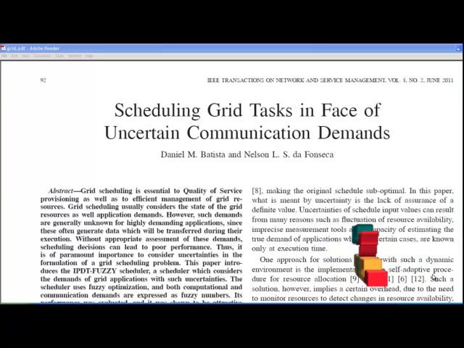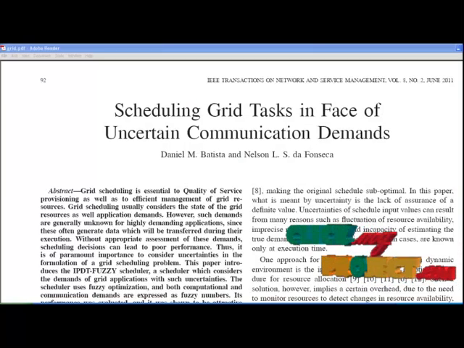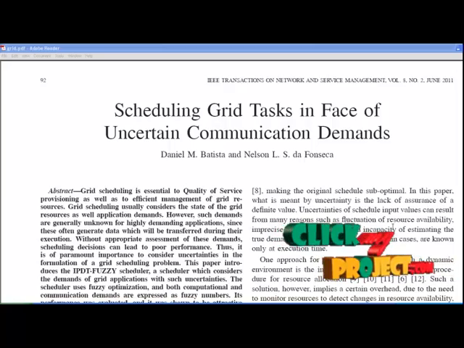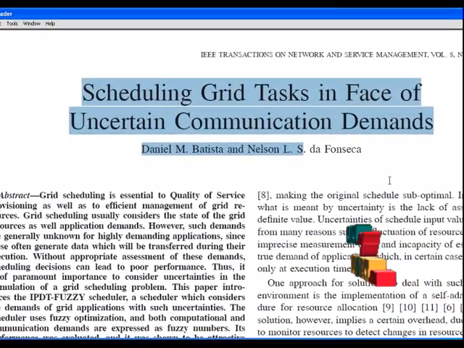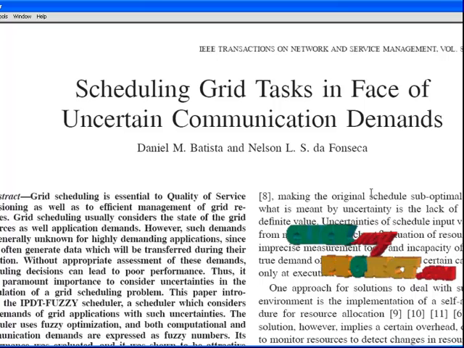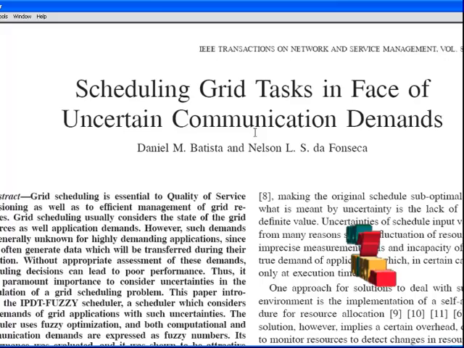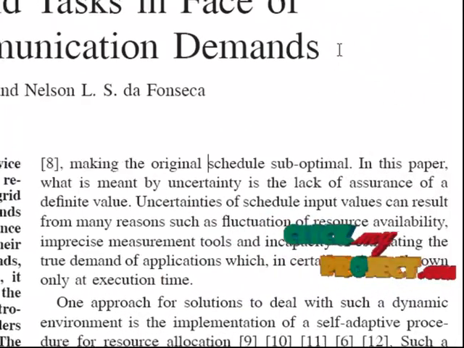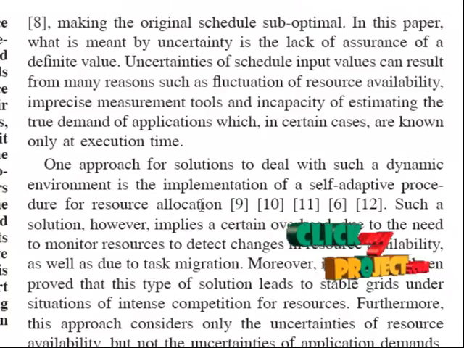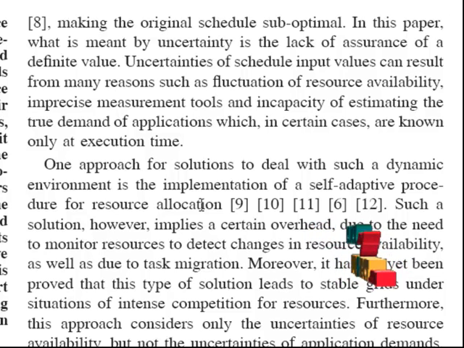Welcome one and all. We are going to see the paper regarding scheduling grid task in the face of uncertain communication demands. So what is scheduling grid task? Scheduling grid task is nothing but we are going to schedule the task present in the grid environment. What is uncertain communication demands? Uncertain communication demands means lack of definite value. That is, we can't predict the input values.